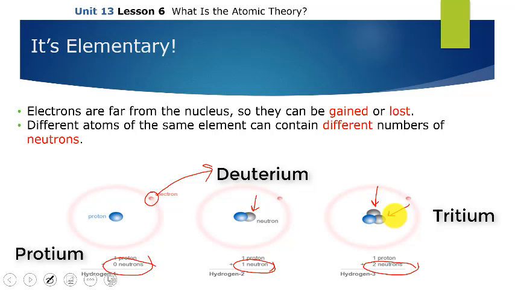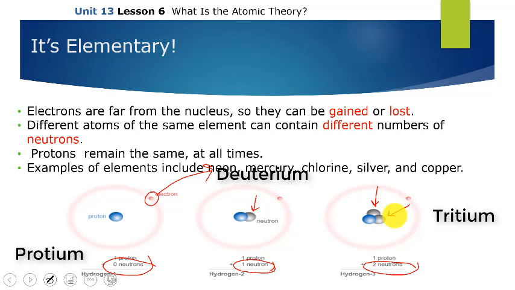The electrons we can gain or lose, and the neutrons we can have different numbers of, but the protons remain the same at all times. You're never going to see the protons in the nucleus change. The number of electrons can change, the number of neutrons can change, but not the protons. That is something important you need to know.